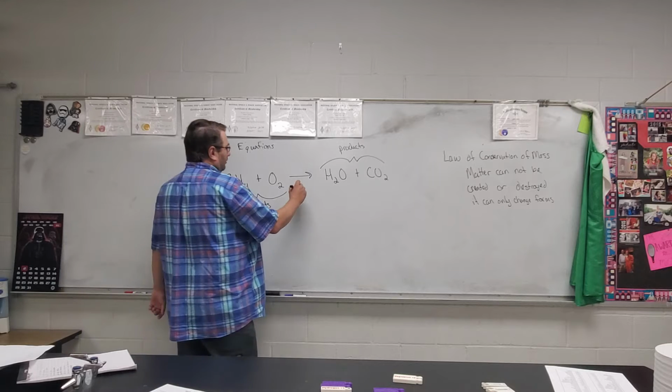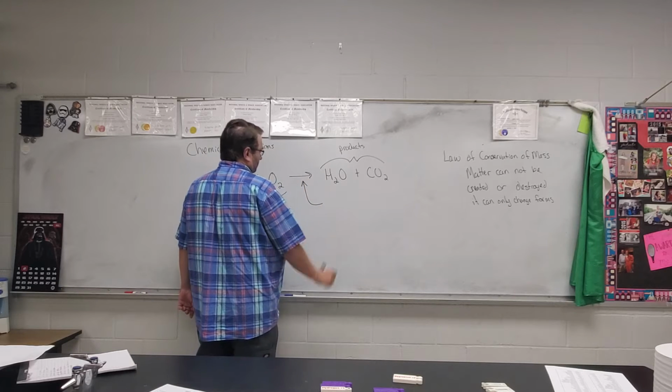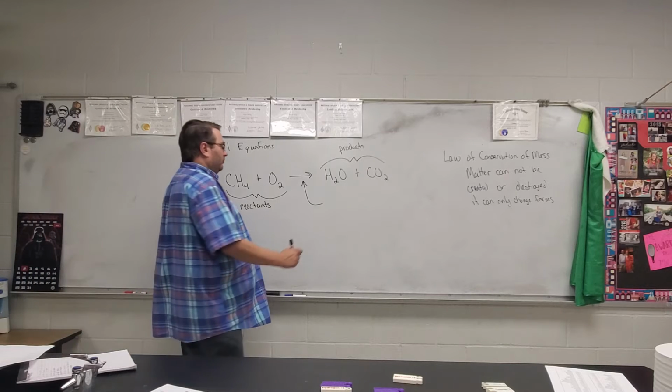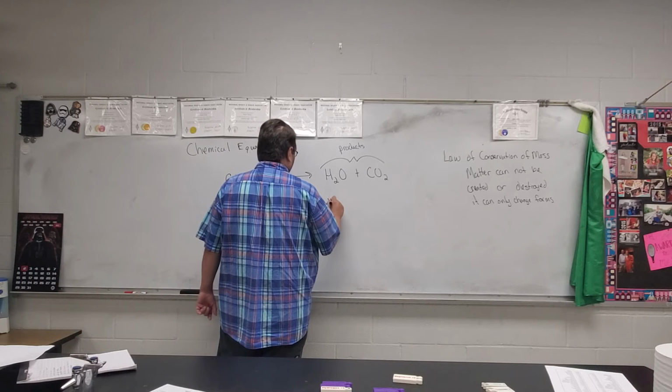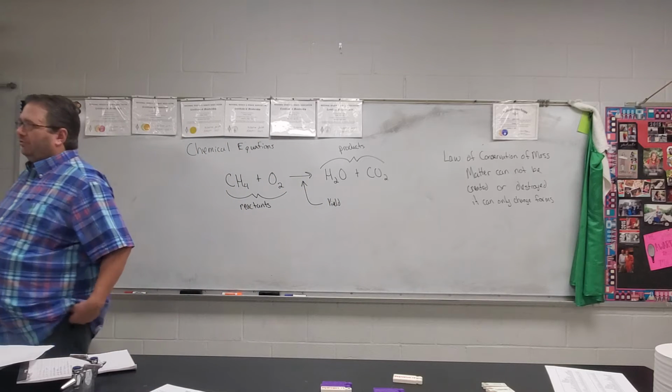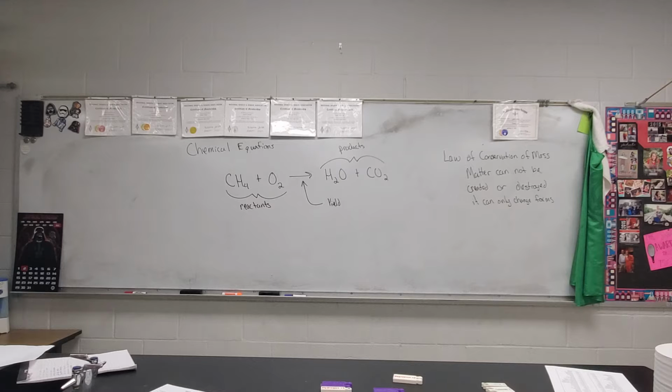What is this arrow called? It's called a yield. So you read that as methane plus oxygen yields water and carbon dioxide. That's how you would read that. It's basically the equal sign of the reaction. Any questions about that? Okay.